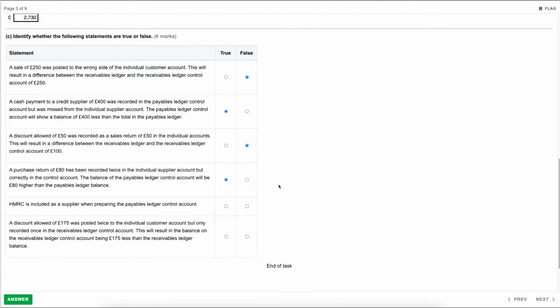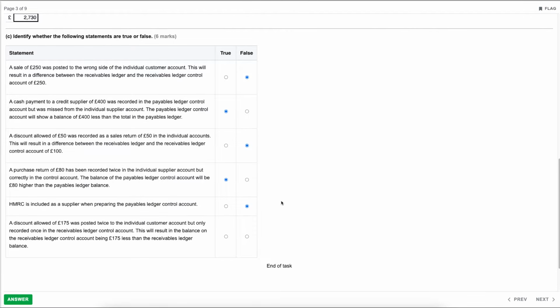The next one then, HMRC is included as a supplier when preparing the payables ledger control account. It is not, that one would be false. HMRC is actually a separate liability account that we would record our taxes owed. That could be VAT, you might have a separate one for payroll information, but it would be a separate account rather than being within the payables ledger control account. So that one would be false.